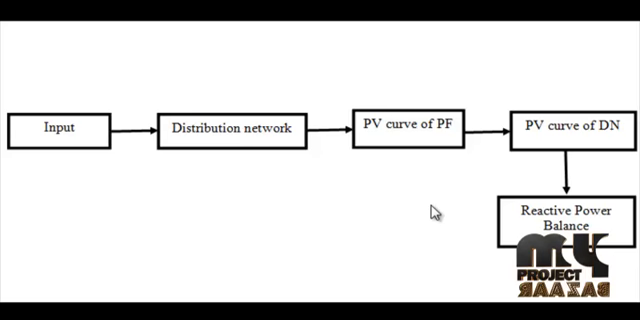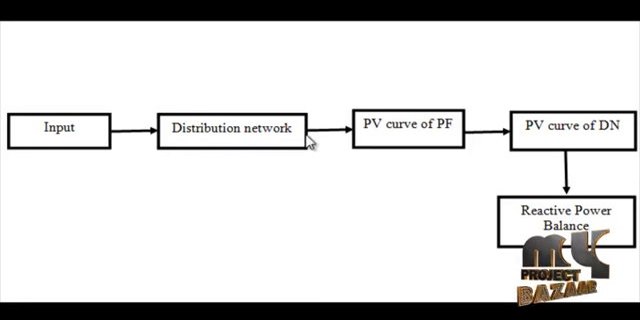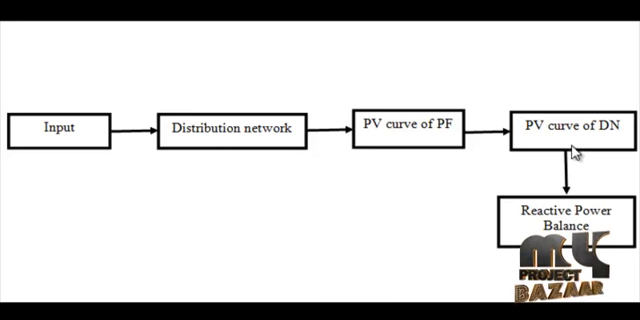This is the flow diagram for our proposed system. In our proposed system, first we give the input. The input is the substation voltage, and that input goes to the distribution network. The distribution network is designed by a simulation model, and using that distribution network diagram, we draw the PV curve of power factor, the PV curve of distribution network and the reactive power balance curve.